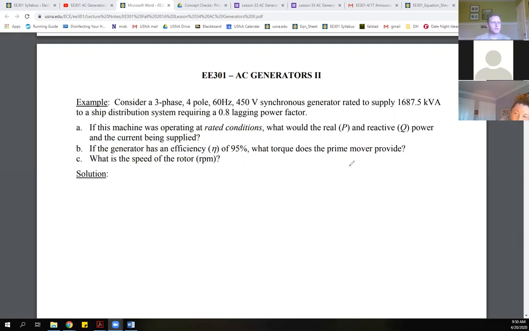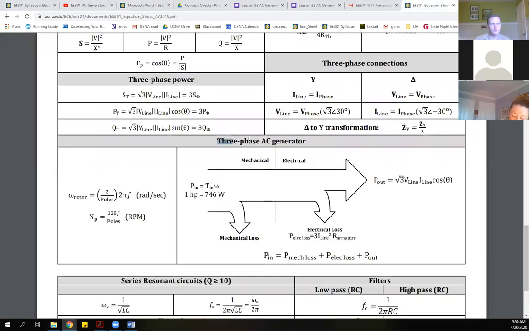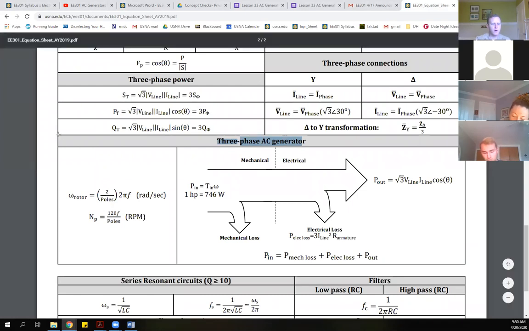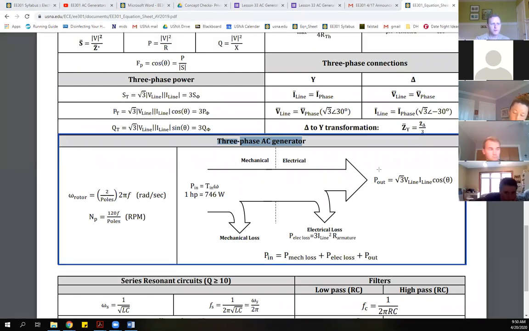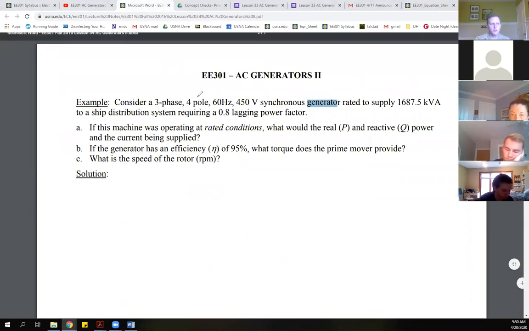Okay, so for these three-phase generator problems, if I see the word generator, then I know that on the equation sheet, I'm going to be dealing with the three-phase generator. In fact, inside of here is almost everything you need to know, with the only difference being these P out. There's multiple ways to solve for it, and you need to know efficiency is P out over P in. So knowing that, let's just start by writing what we know in this problem.